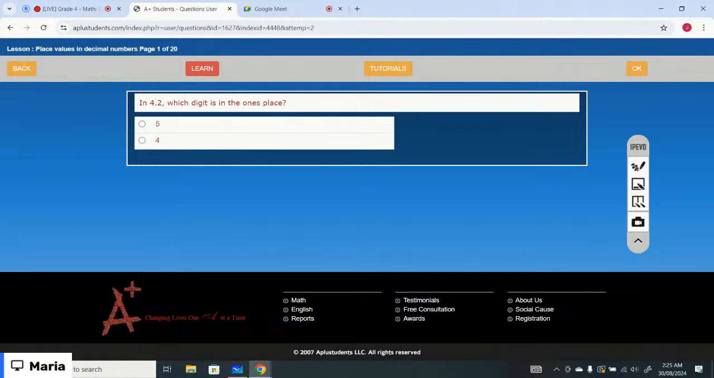The correct option is 4, is at the ones position, right? 2 is at the tens place and 4 is at the ones. So the correct option is 4.